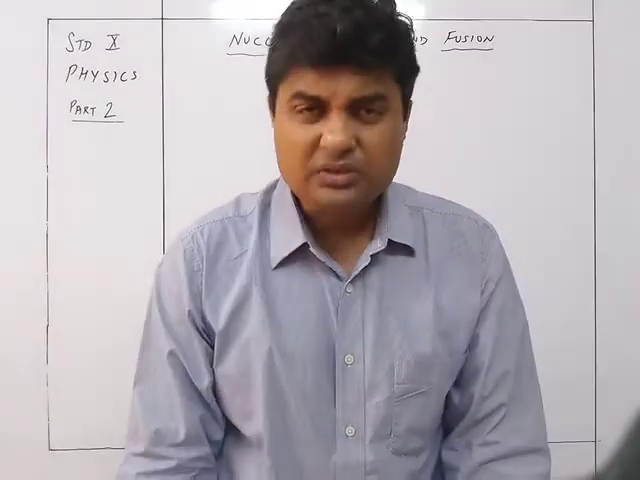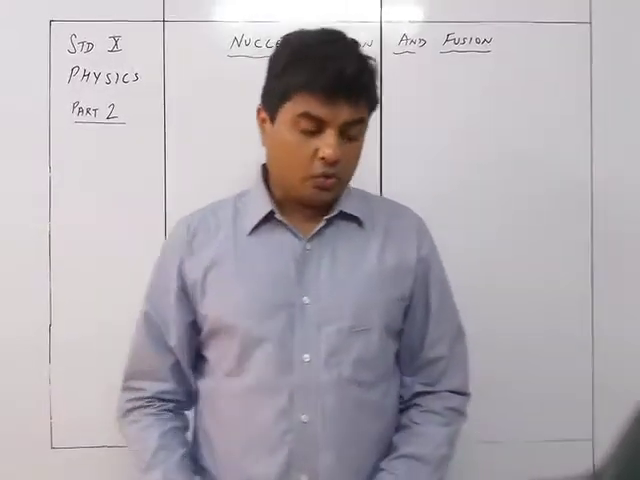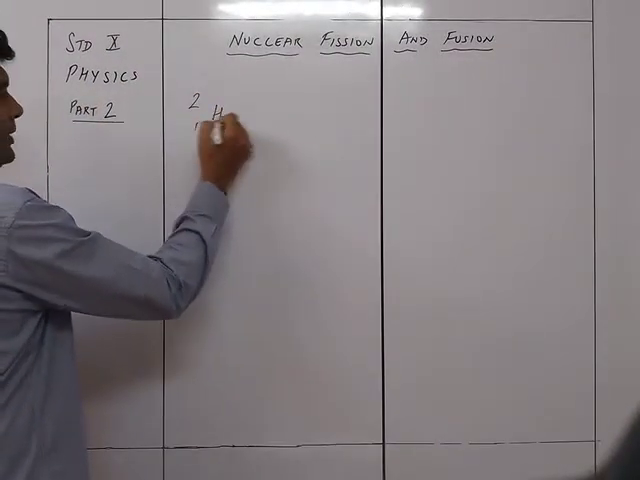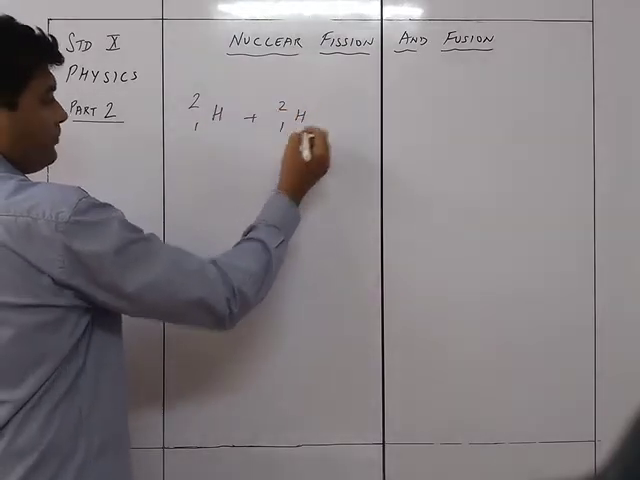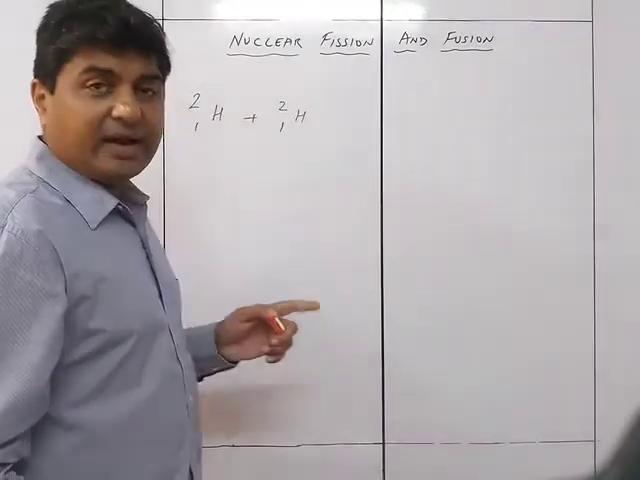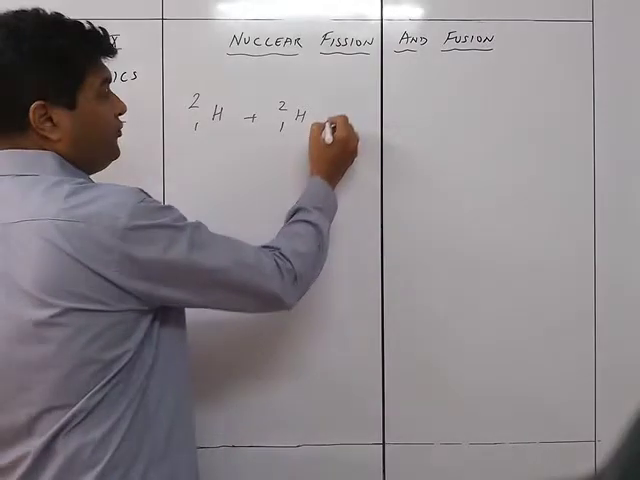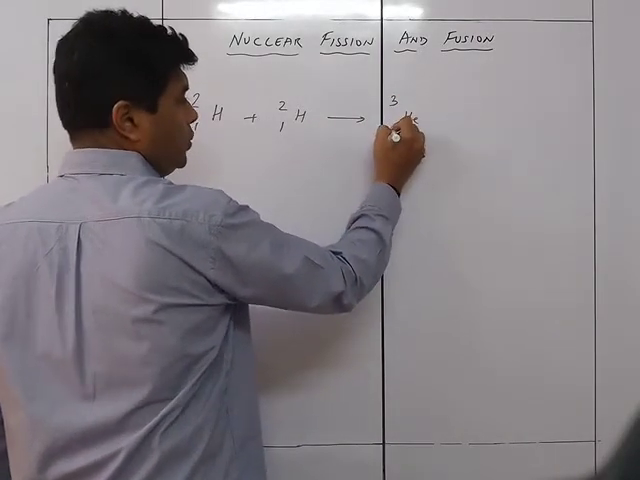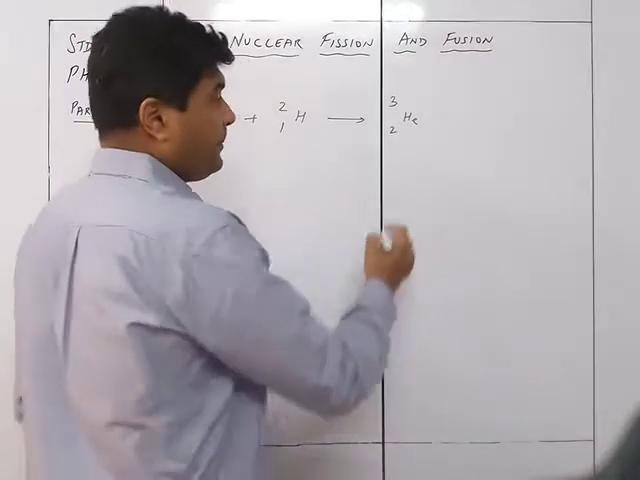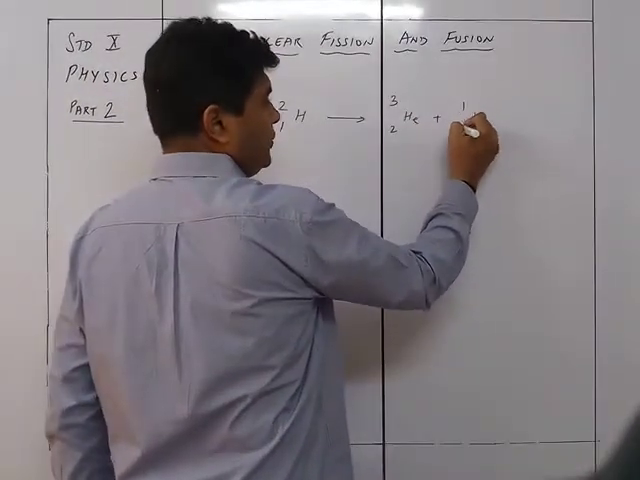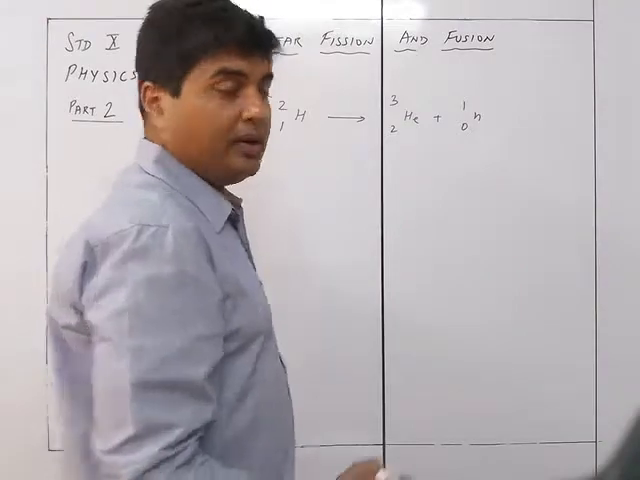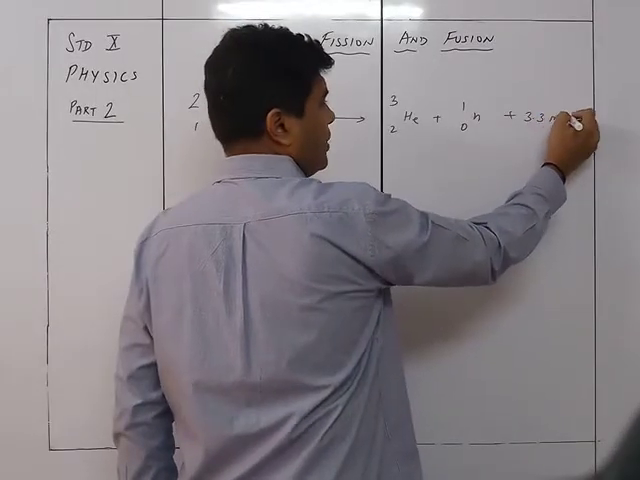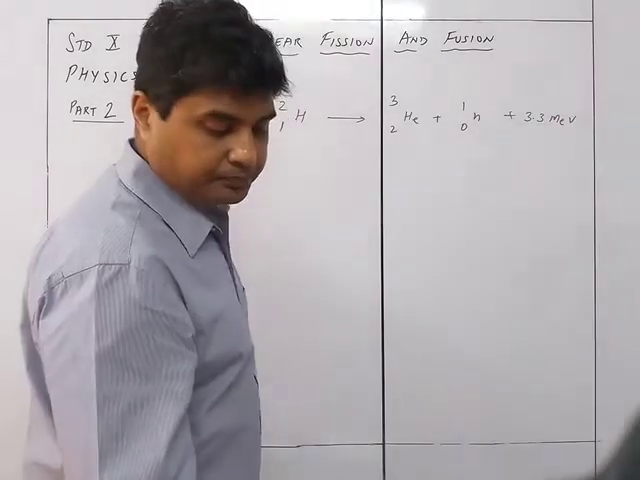So they are saying that if I take two deuterium, what is deuterium? Deuterium is nothing but 2H1, so 2H1 plus 2H1. Now when they combine, they form 3He2 plus one neutron. This is what is going to happen, and they release about 3.3 mega electron volt of energy.